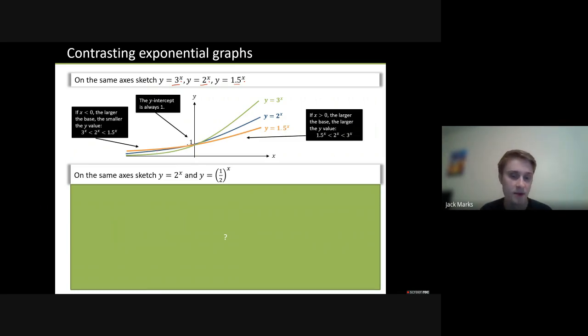The other side of that, though, is on the left-hand side. If you're going to the left, instead of multiplying, it's a bit like you're dividing by that number. So you'll notice 3 to the x goes down quite quickly on the left-hand side. That's because it's 1, a third, a ninth, and so on. Whereas if you have 2, a half, a quarter, an eighth, it isn't quite as dramatic as that. They all go through 1, though. 1 is an intercept. Why? Because when you do any of these numbers to the power of 0, you're going to get a y value of just 1.